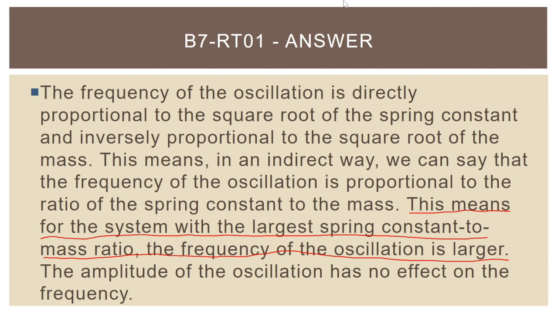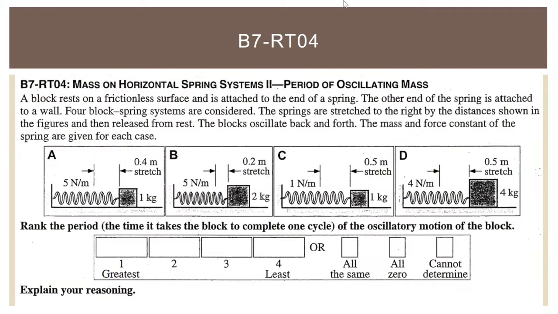All right, moving on to B7RT04. That is the next question on this sheet. Mass on horizontal spring systems 2, period of the oscillating mass. I'm not going to read the beginning part because it's the same thing as the last one. It says here, rank the period, the time it takes for the block to complete one cycle of the oscillatory motion of the block. And honestly, the fact that they told you that is generous.